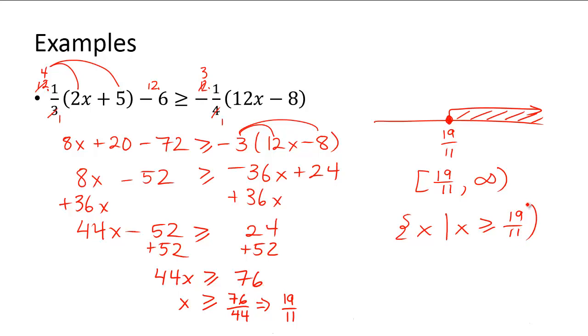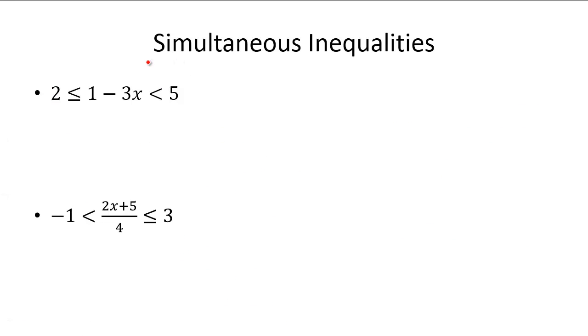You could also have simultaneous inequalities. This means that you have two parts. This inequality actually means that 1 minus 3x is greater than or equal to 2, and 1 minus 3x is less than 5. So you could solve those two equations and find the combined part of that, but you can also just solve the entire thing together.